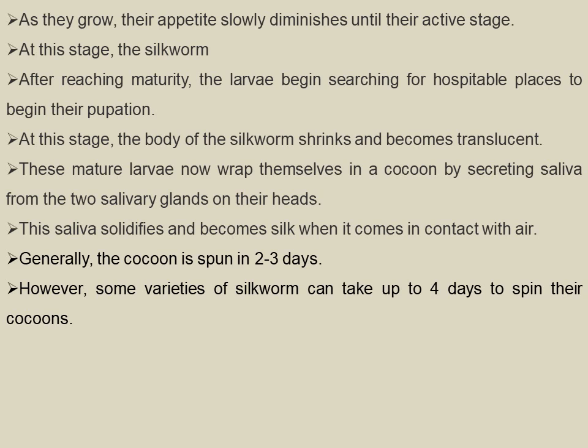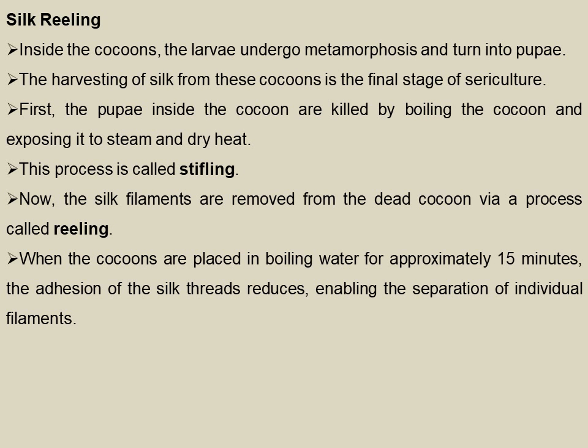These mature larvae now wrap themselves in a cocoon by secreting saliva from the two salivary glands on their heads. This saliva solidifies and becomes silk when it comes in contact with air. Generally, the cocoon is spun in 2 to 3 days. However, some varieties of silkworm can take about 4 days to spin their cocoons.